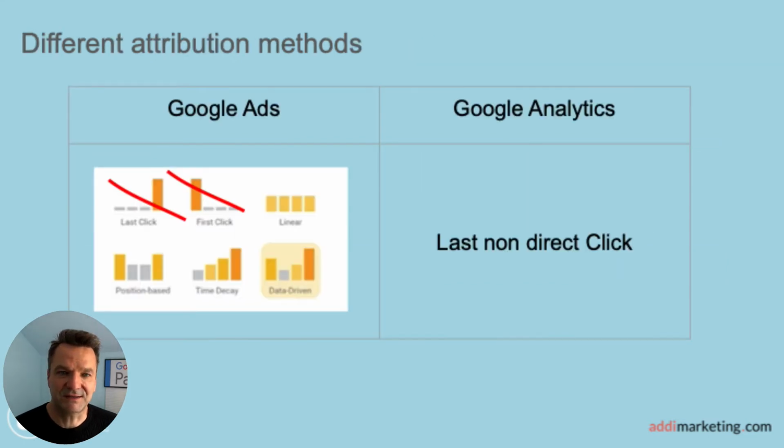Now, different attribution methods. Inside Google Ads, when you configure a conversion, you can set up one of 6 attribution methods. This example will assume that an attribution method other than last click or first click is used, because this is a best practice and last click and first click should never be used actually. The Google Analytics attribution method is called last non-direct click.